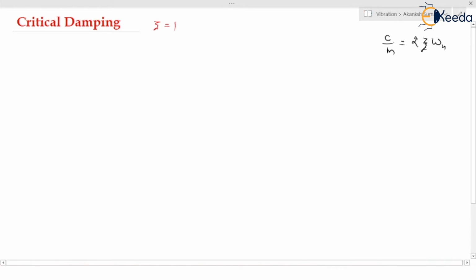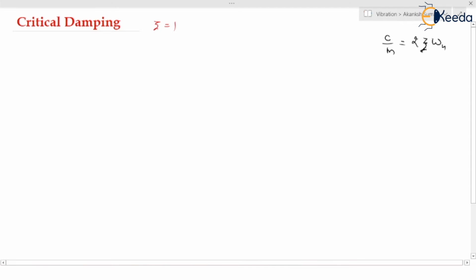See, we know that we have classified it according to the value of zeta, that is known as damping factor or the damping ratio. We all know the equations. I'm just writing here the equations again. C upon Cc is equal to 2 zeta omega n. This equation is mostly used in the numerical questions. You must learn this equation as it is. Here zeta represents the damping factor or the damping ratio.